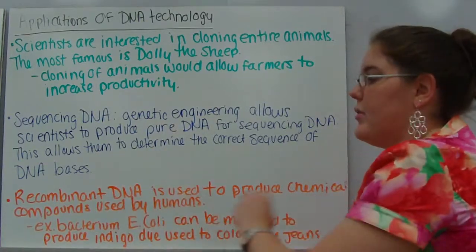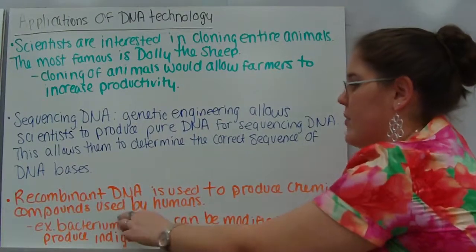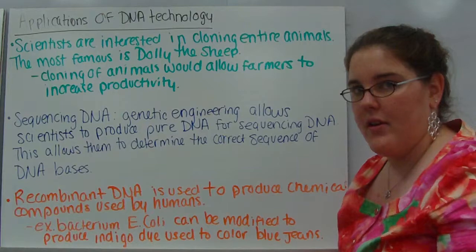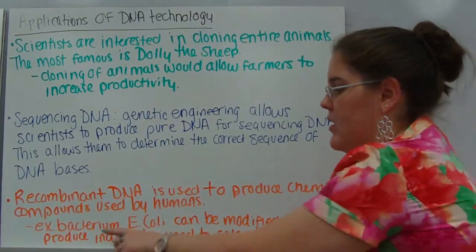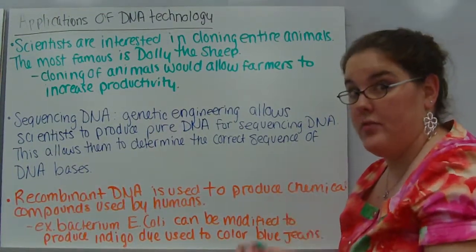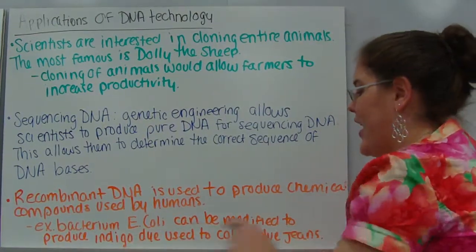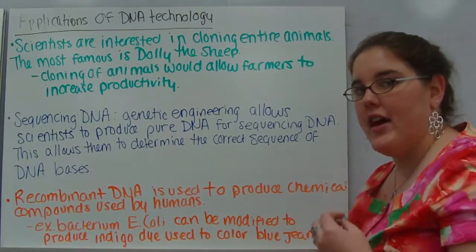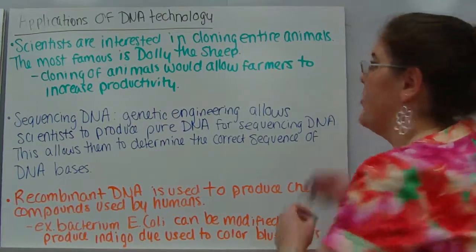Now, recombinant DNA, which we looked at in our lecture yesterday, is used to produce chemical compounds that are used by humans. Your first example will be the bacterium E. coli, which can cause the sickness E. coli, which can cause food poisoning, but can be modified to actually produce the indigo dye that they use to color blue jeans. So that bacteria can actually be used to produce a dye that we use to color our clothes. So we can use a lot of these chemical compounds.